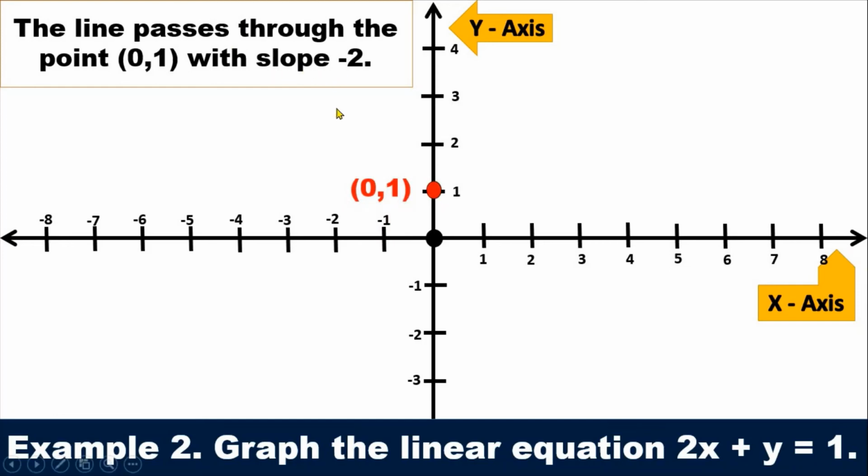Using the slope negative 2, from this point we will move upward 2 units. And then 1 unit to the left since the slope is negative. The line now must have another point here. And all we have to do is to connect these 2 points, and that will be the graph of the equation 2x plus y is equal to 1. That's how we use the slope and the y-intercept of a given equation to draw its graph.